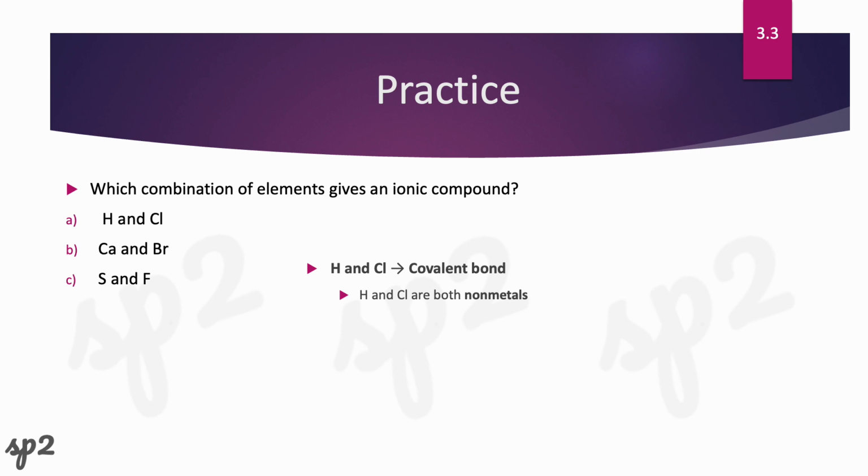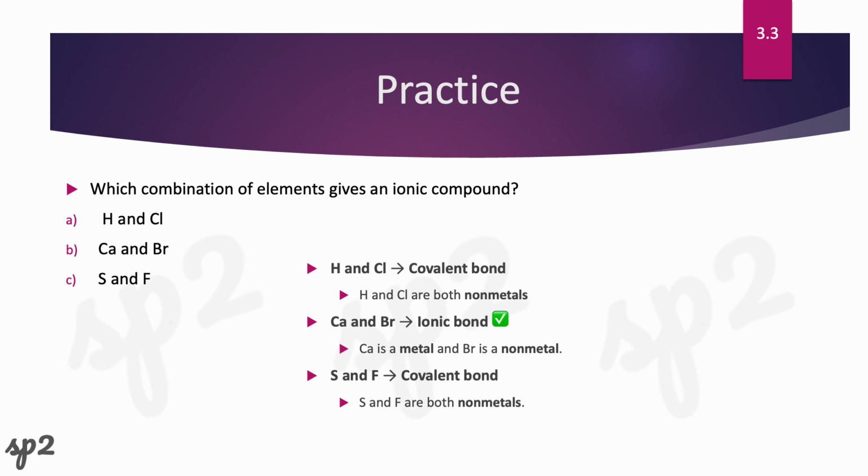If you're looking at calcium and bromine, yes, you've got calcium, which is a metal, and bromine is a nonmetal. Yes, they're going to have transferring of the electron, right? They're going to make calcium bromide. Yes, that must be the answer. If you're looking at sulfur and fluorine, they both are nonmetals, so they're going to make covalent bonding. So the final answer must be answer choice B.